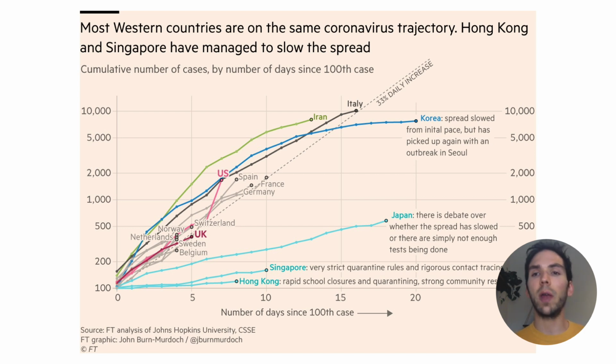So we've got a very active, descriptive narrative title: most Western countries were on the same coronavirus trajectories. Hong Kong and Singapore, by contrast, have managed to slow the spread. So straight away, you've got a message which grabs you, which brings you in, and which tells you something that is happening in the world. The fact that there's a chart here as well is almost incidental.